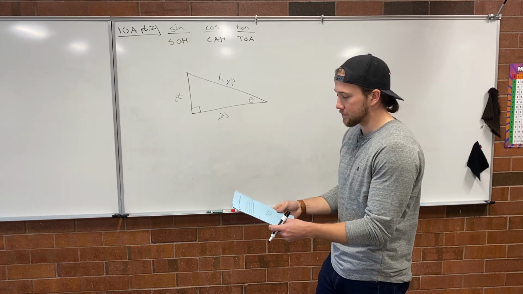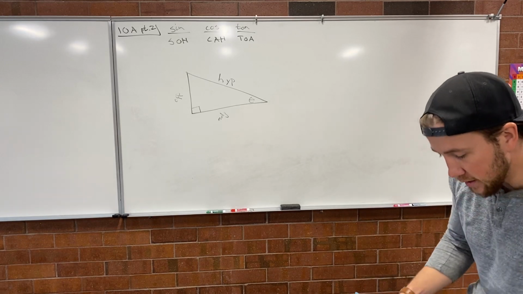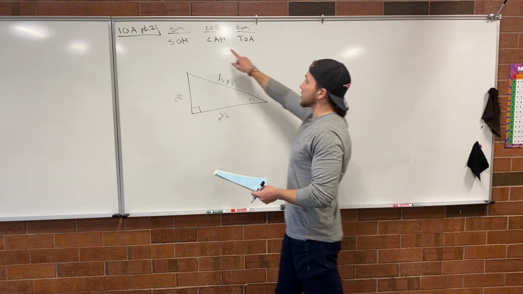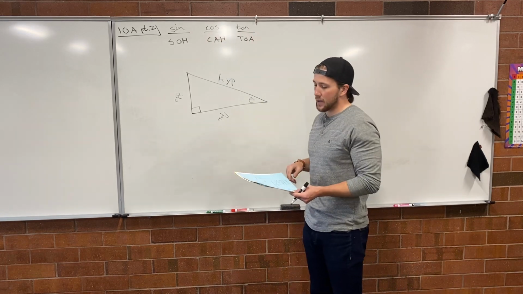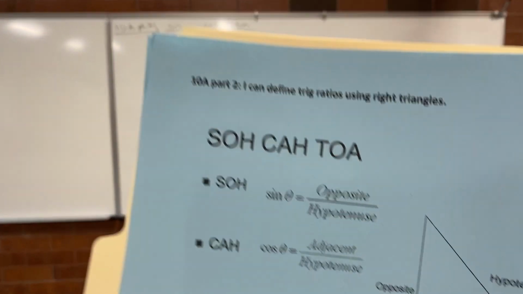Okay, so I grabbed the wrong note sheet. I'm right here. All right, so now we're going to go back to what we've got up here. So sine, cosine, and tangent. And what we really want to remember here is this phrase, SOHCAHTOA.